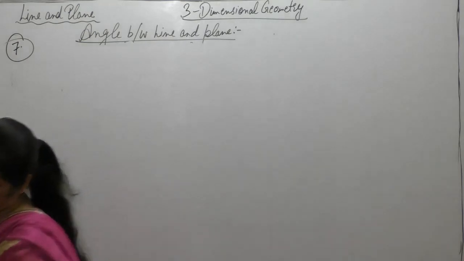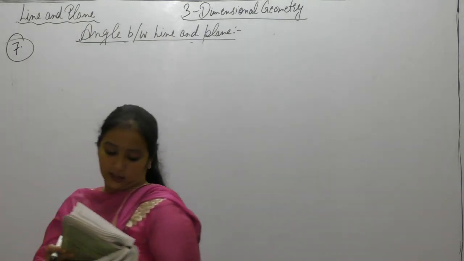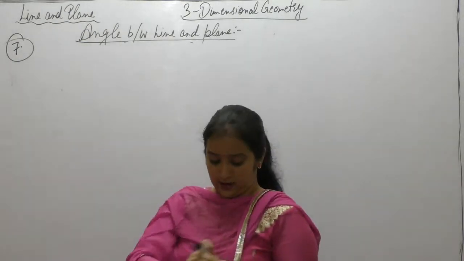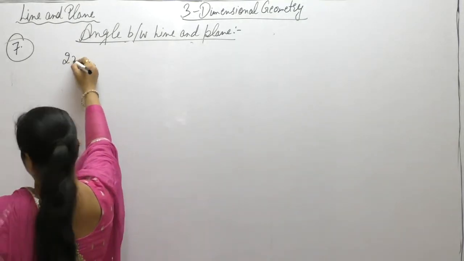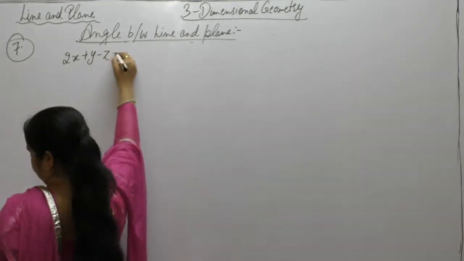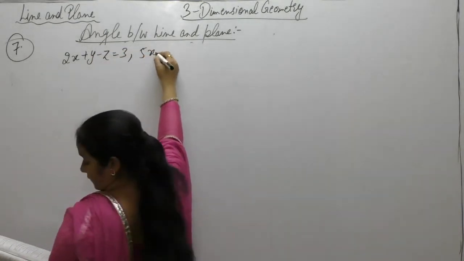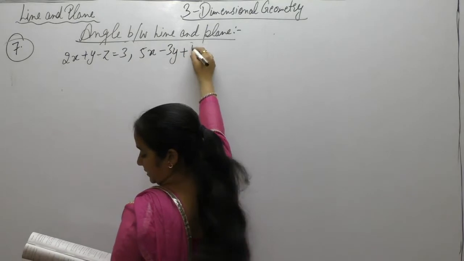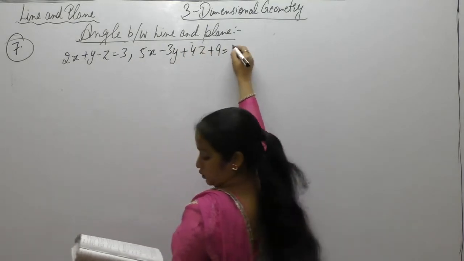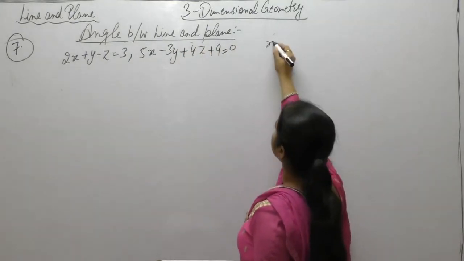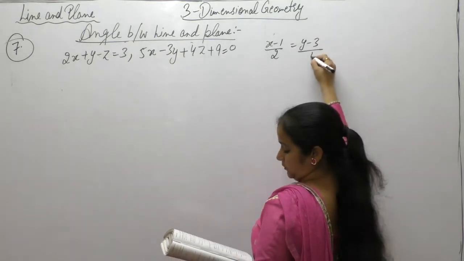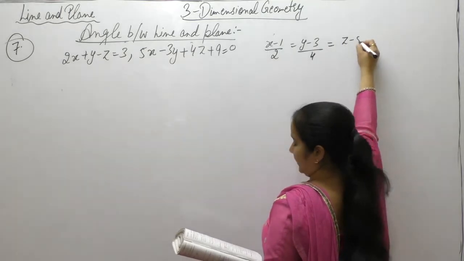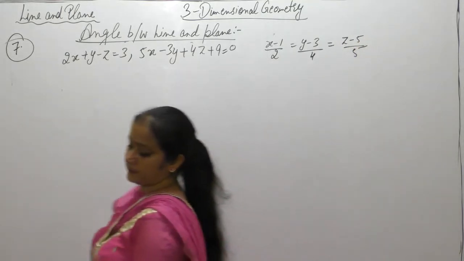Next one, find the equation of plane passing through the line of intersection of the planes 2x plus y minus z is equals to 3, 5x minus 3y plus 4z plus 9 equals to 0, and parallel to the line (x minus 1) upon 2, (y minus 3) upon 4, (z minus 5) upon 5.